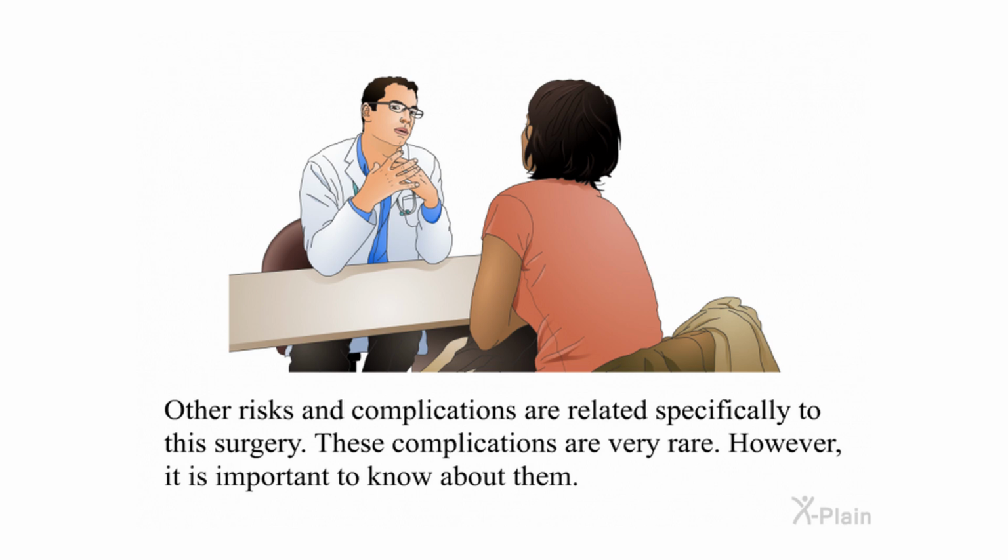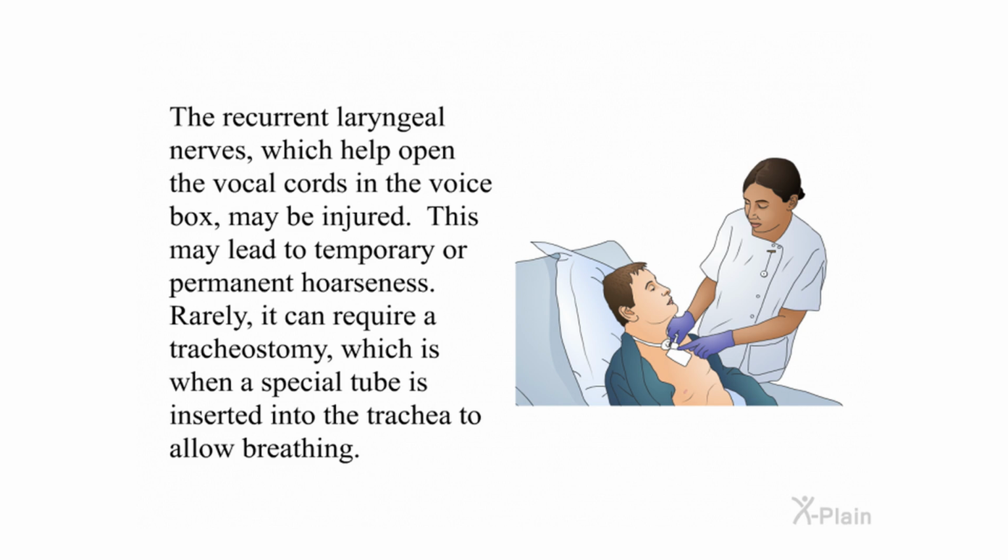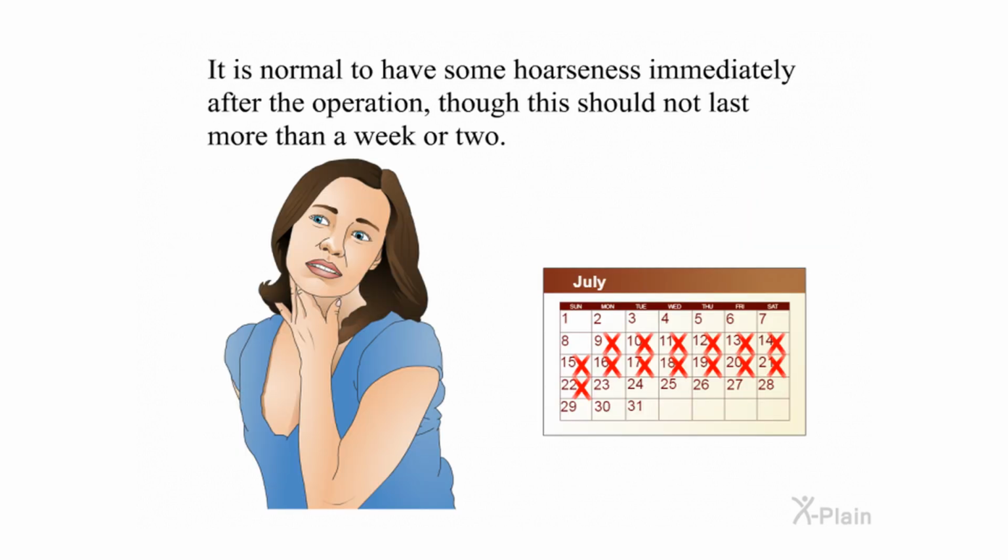Other risks and complications are related specifically to this surgery. These complications are very rare. However, it is important to know about them. The recurrent laryngeal nerves, which help open the vocal cords in the voice box, may be injured. This may lead to temporary or permanent hoarseness. Rarely, it can require a tracheostomy, which is when a special tube is inserted into the trachea to allow breathing. It is normal to have some hoarseness immediately after the operation, though this should not last more than a week or 2.